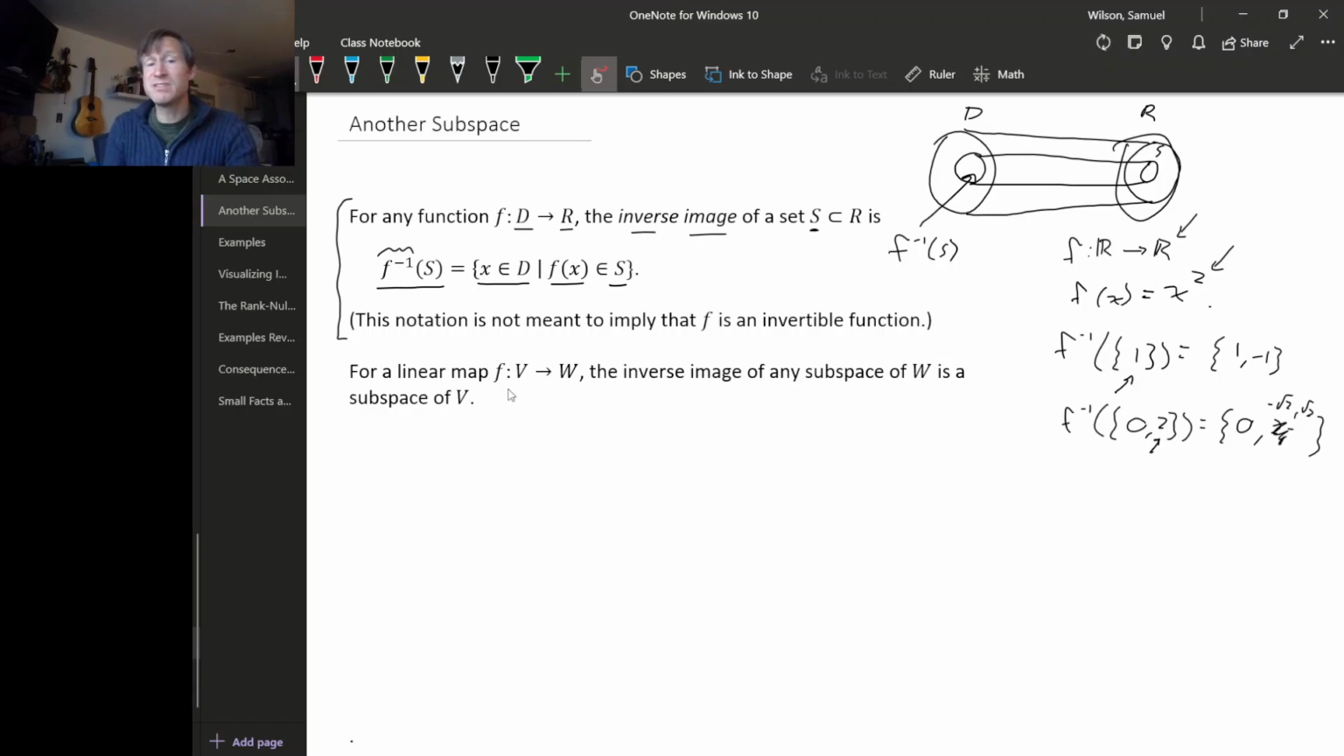If our function happens to be a linear map, then something nice happens, which is that if you start with a subspace in your codomain, then the inverse image is actually a subspace of the domain. So kind of similar to the situation with image. So if you have a subspace after the function, you started with a subspace before the function, basically. So how can we check this? Let's let S, a subset of W, be a subspace.